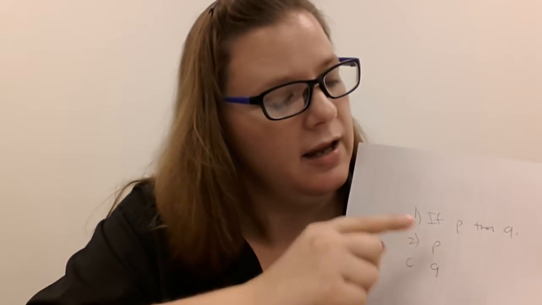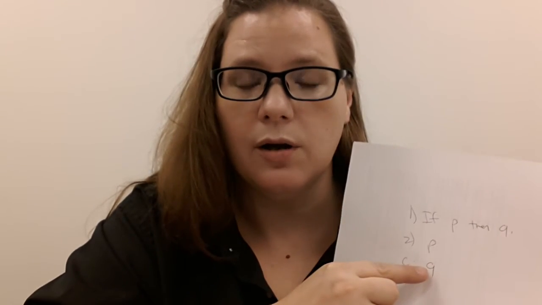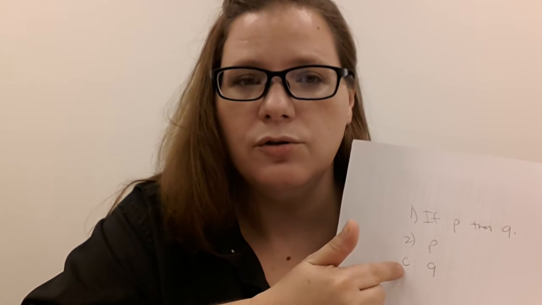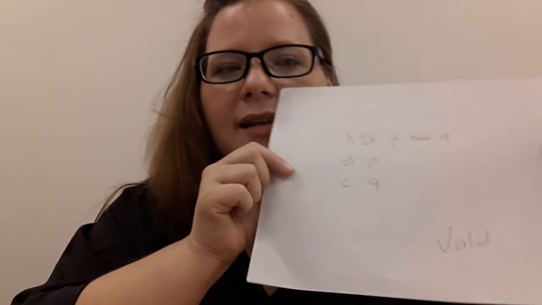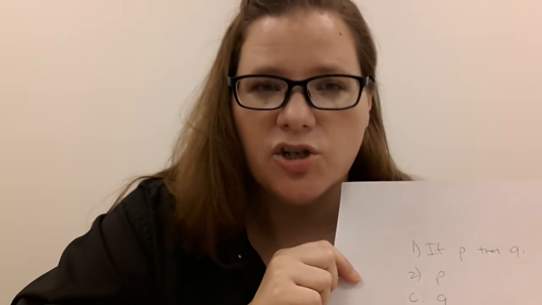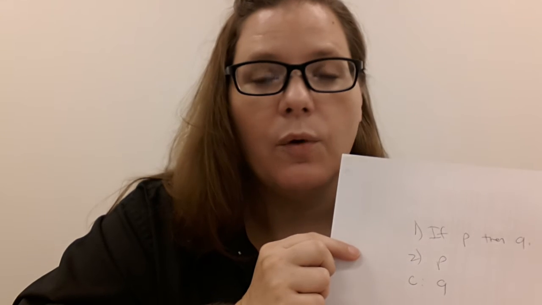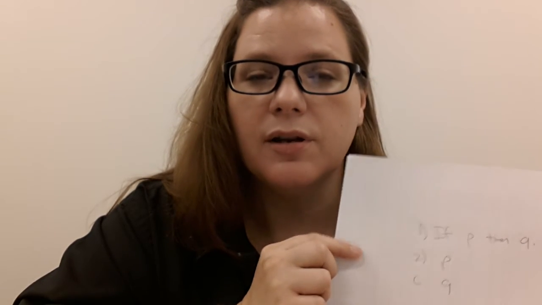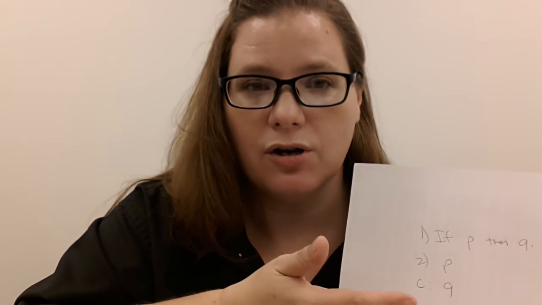Conclusion, Q has to be valid. If Maria walks to work, then she's late. Maria walked to work. Conclusion, Maria is late to work. Has to be true. Those premises support that conclusion, so it has to be true, which makes this valid. The structure is a valid structure. Whatever you put in the placeholders, it will remain a valid structure.